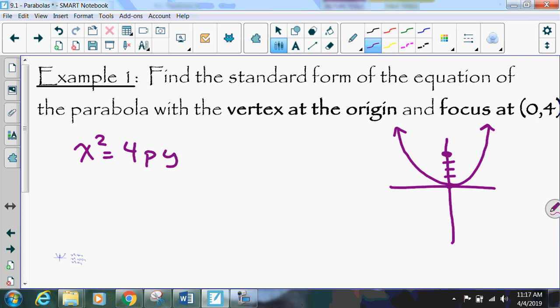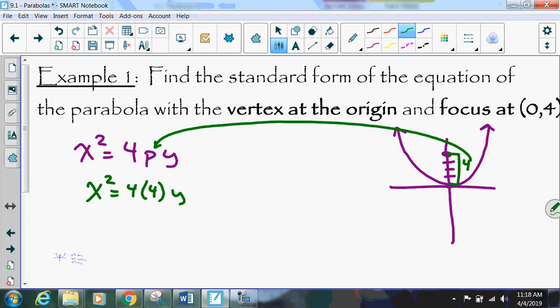Now, if I noticed that the vertex was not on the origin, then I would insert the h with the x and the k with the y. So I'm going to stop and be like, okay, I'm almost there. In every conic section formula, we have to have a y and an x. And so really, all that we have to insert is to notice that our p, our distance from the vertex to the focus, is 4. So that's all we do. We plug in 4 for p, and we say x squared is equal to 4 times 4y. So x squared equals 16y.